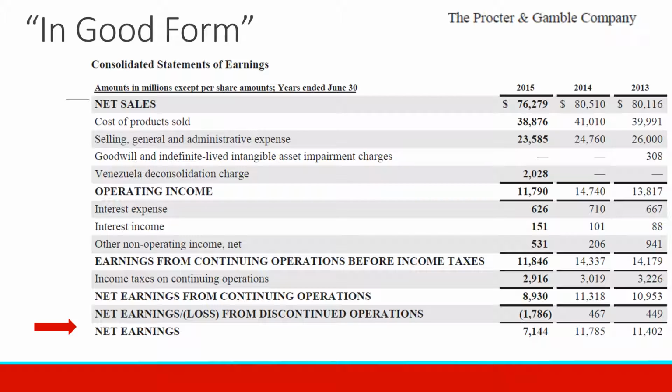So, if Procter & Gamble had not discontinued an operation, the subtotal we see, net earnings from continuing operations, would instead be labeled net income, and that would be the end of the income statement. Instead, because they do have a discontinued operation, we have a line called net earnings / loss from discontinued operations. That is the part of the discontinued operations that is the revenues minus the expenses from the ongoing operation itself. They would need to separately break it out if they had sold the discontinued operation for a loss.